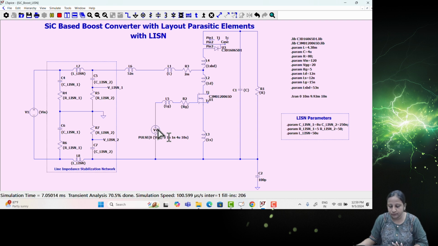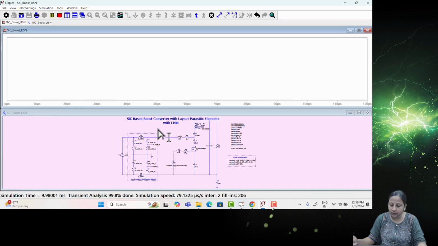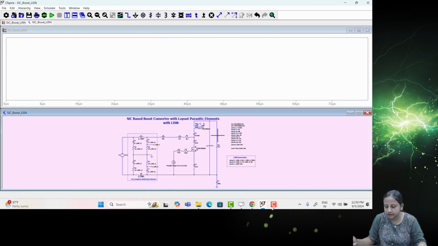So run this simulation for higher frequency and see the noise level. Let's see how much noise we get here at 100 kilohertz. Okay, now it is done. Let's just see.